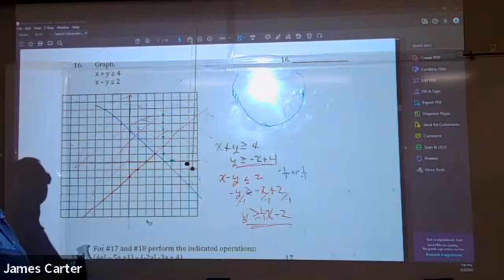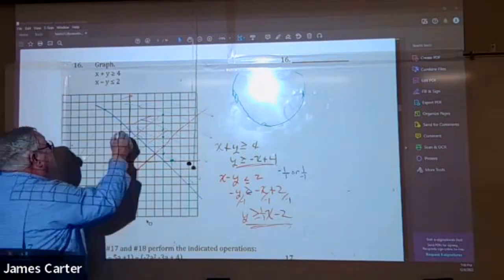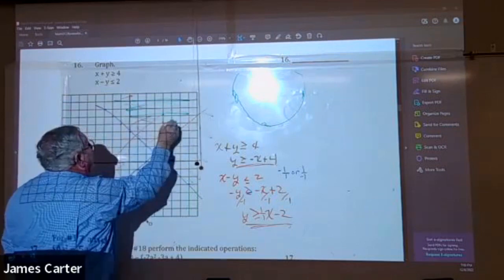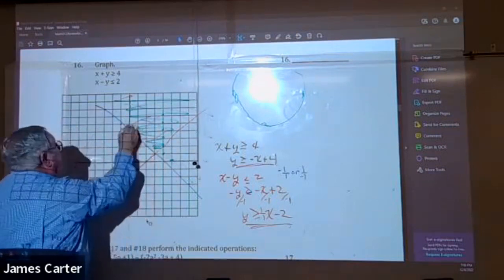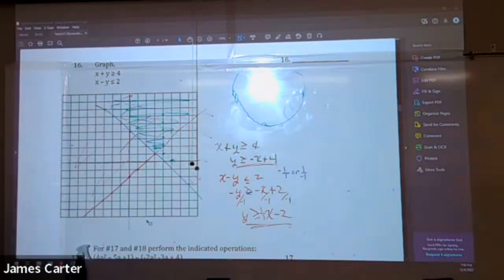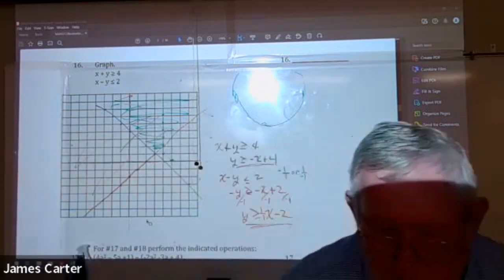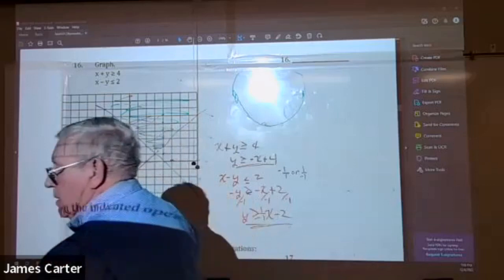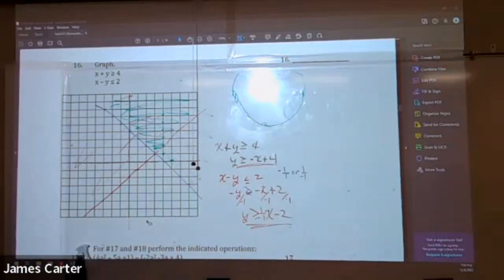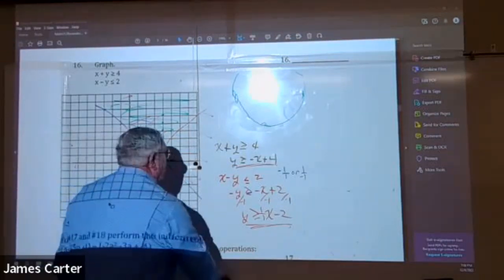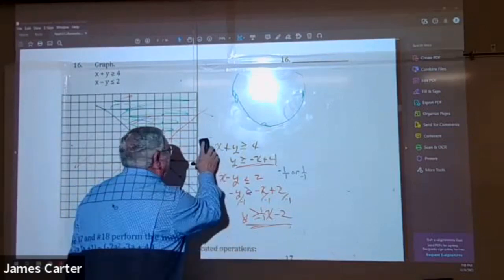Now, what is the overlap in this case? Anything above the blue and anything above the red. Or in other words, this area. I wonder how well that's showing up on my graph. Well, it's tolerable. Not great. Question on this one? Okay. Got a lot of erasing to do on this one.